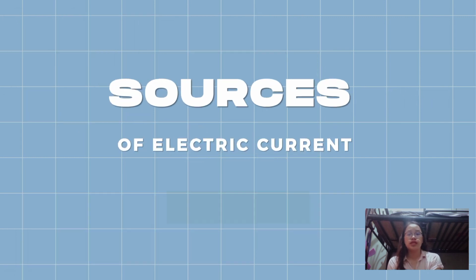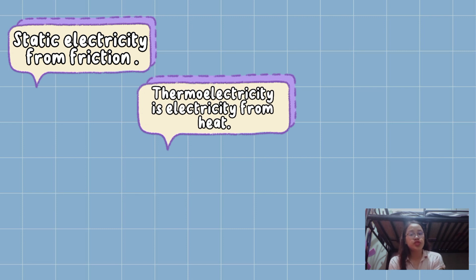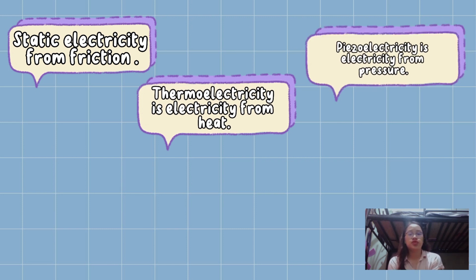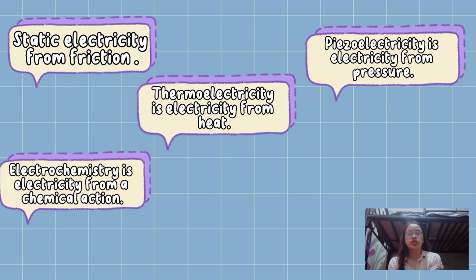So there are sources of electric current. The following are the methods by which electric current can be produced. First, static electricity from friction. Second, thermoelectricity is electricity from heat. Third, piezoelectricity is electricity from pressure. Fourth, electrochemistry is electricity from a chemical action.